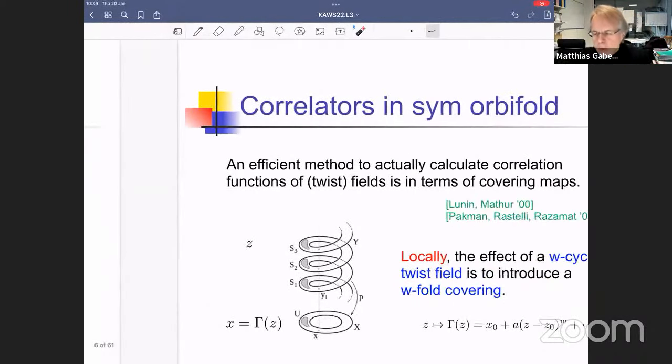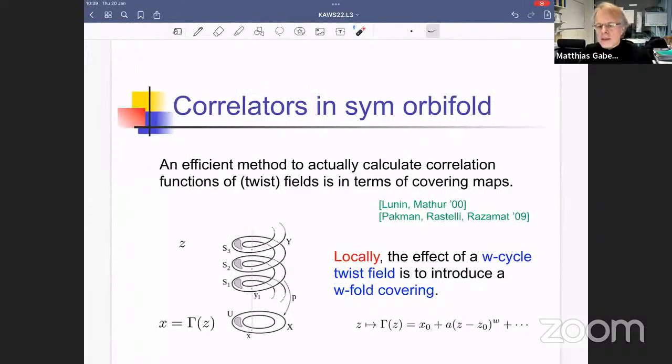Okay, so what's the smart way of calculating twisted sector correlators in the symmetric orbifold? There's one trick which I think was invented by Lunin and Mathur, and that will be very important for what we are going to do. The idea is, what does it mean to have a W-cycle twisted sector? What it means is that you have a field, and this is the ground state of the W-cycle twisted sector.